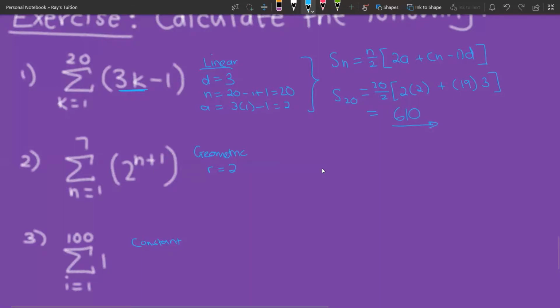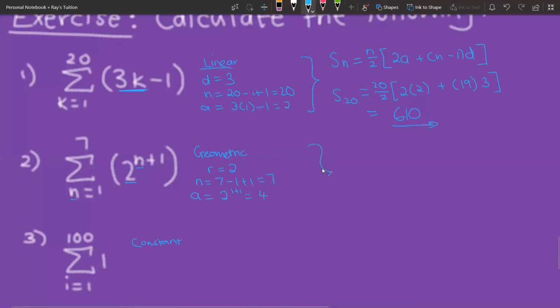Let's have a look at the second one. We know it's geometric because the index is in the exponent. We know that our ratio is 2 because that's the base of our exponent. Now we need to find out what N is. N is the top minus the bottom plus 1, which is 7. Then we need to find our first term, which means substituting the bottom index in: 2 times 1 plus 1, which is 2 squared, which is 4.